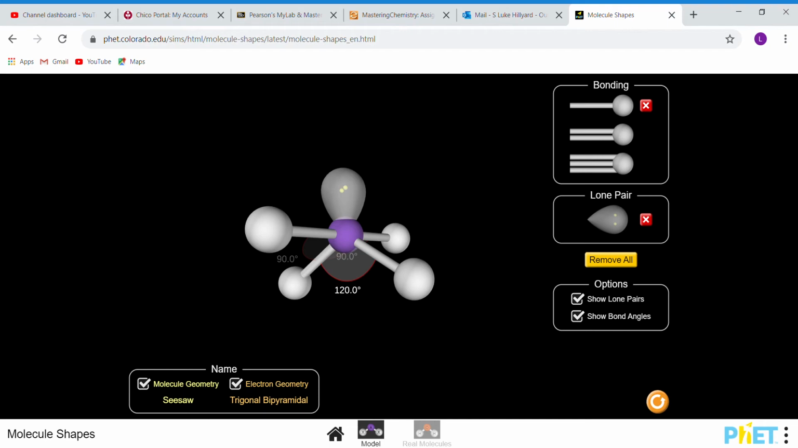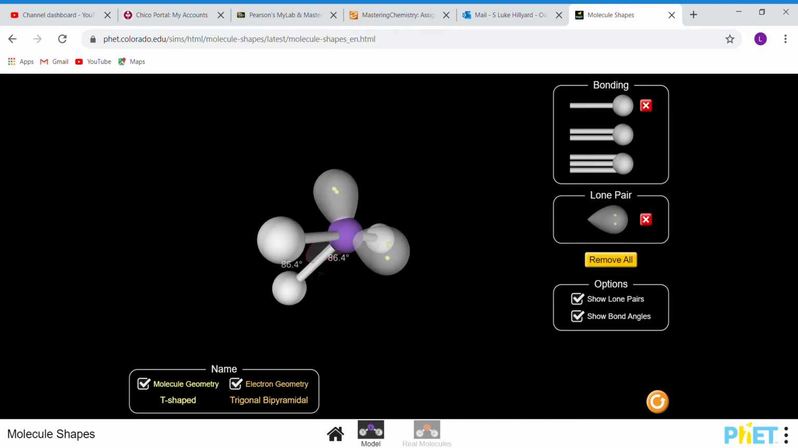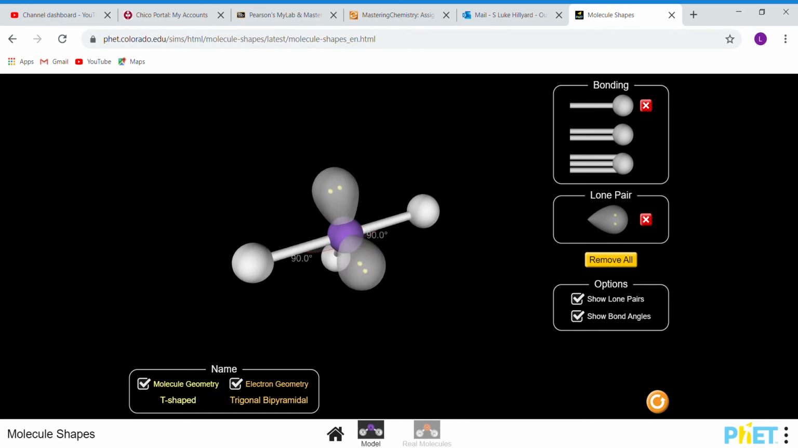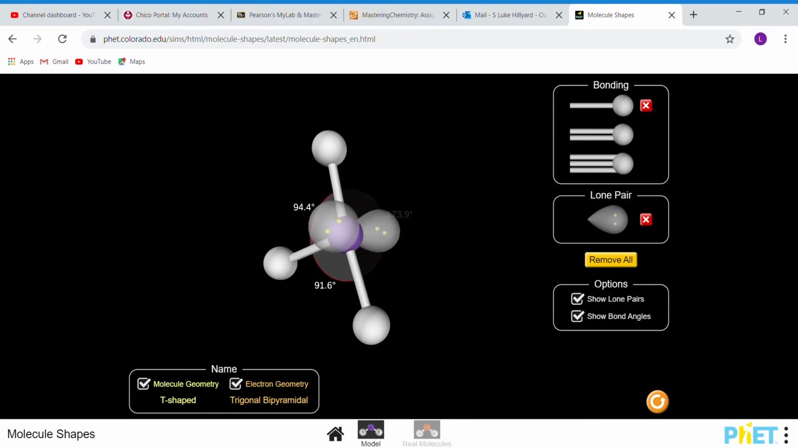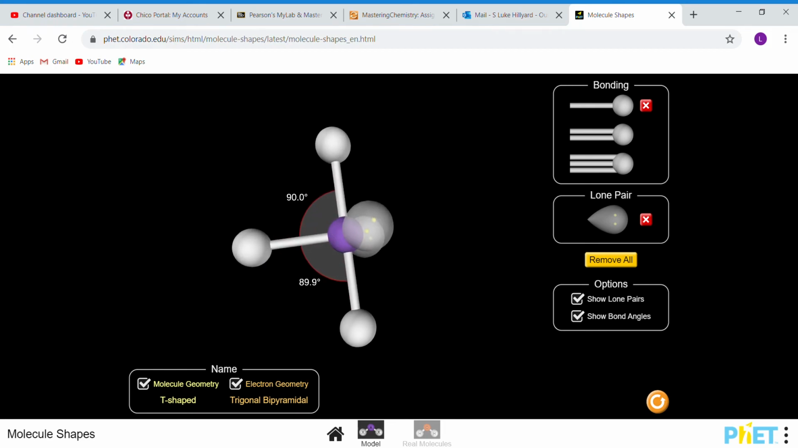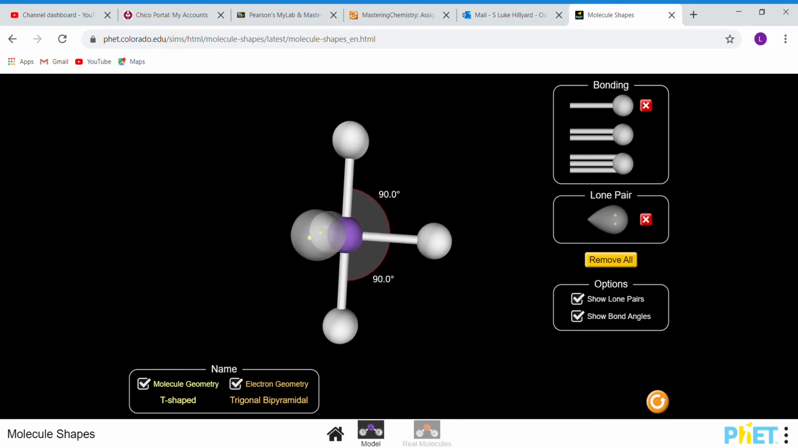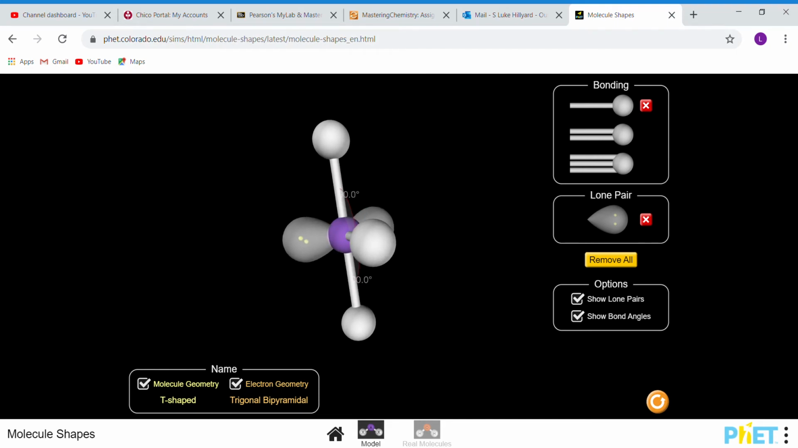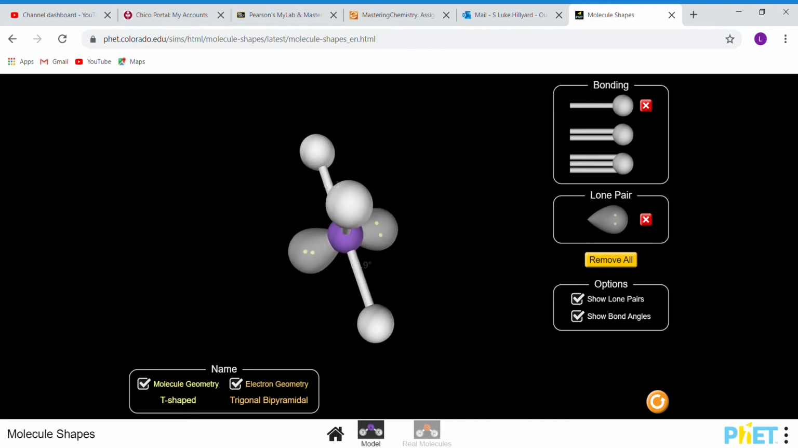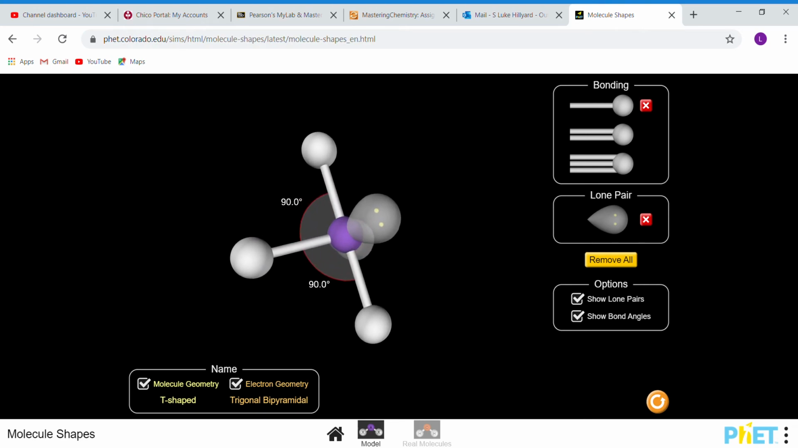All right. Take another atom off, add a lone pair. That lone pair also went into the equatorial position. So now we get the T-shaped molecular geometry, still have trigonal bipyramidal electron geometry. Okay? And again, those bond angles would be a little bit compressed from 90. They wouldn't be exactly 90 because the lone pairs take up more space.